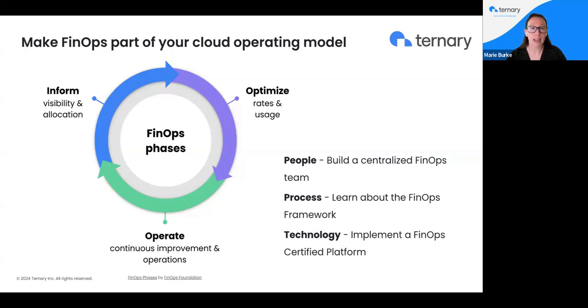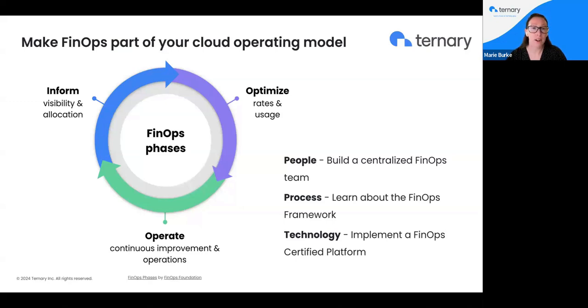So for areas like allocation and forecasting, if you're in operations or engineering, bring finance into the fold, and have those conversations early. Don't wait for your quarterly or annual planning cycles to loop finance in and then have to explain why your cloud spend exceeded your budget, or why your forecast for the next year is double what you're currently spending.